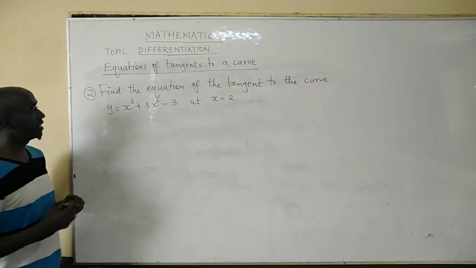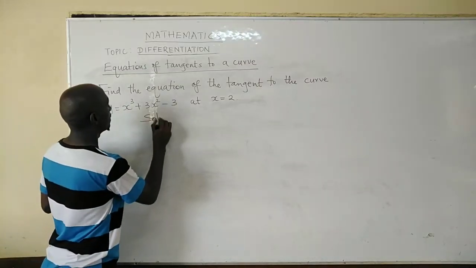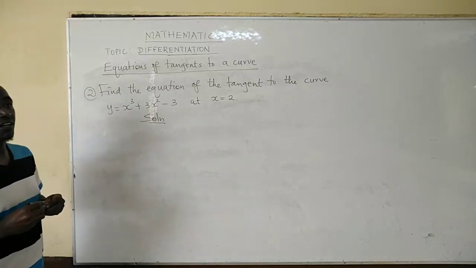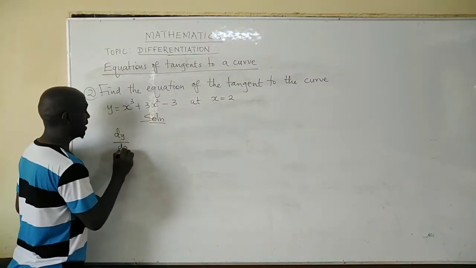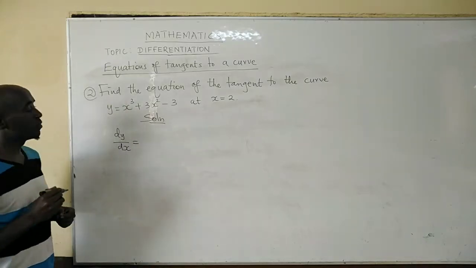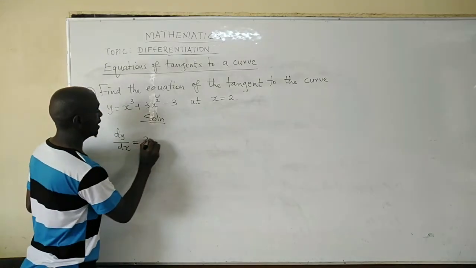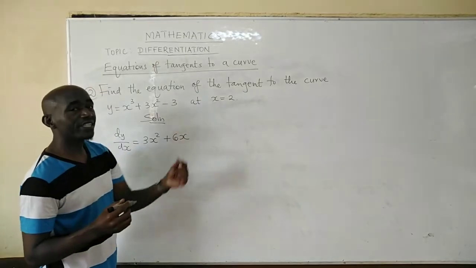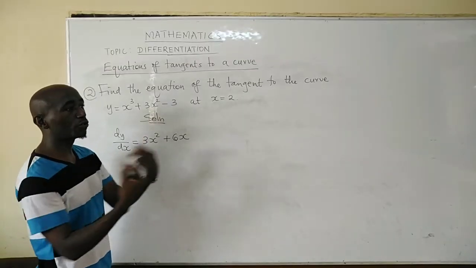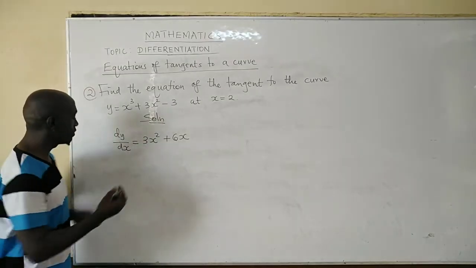Again, let's follow the procedure. Step number 1, you must find the gradient function by differentiating. So you find dy/dx. dy/dx here will be 3x squared plus 6x. And then at this point, what will be the gradient of the curve? Before we go to the tangent, we must find the gradient of the curve.